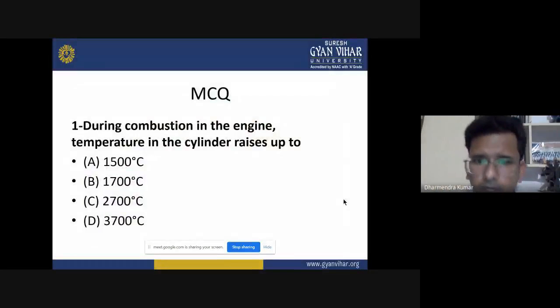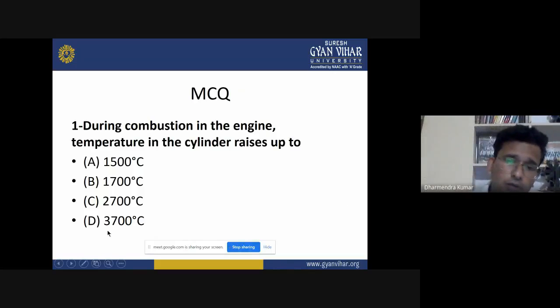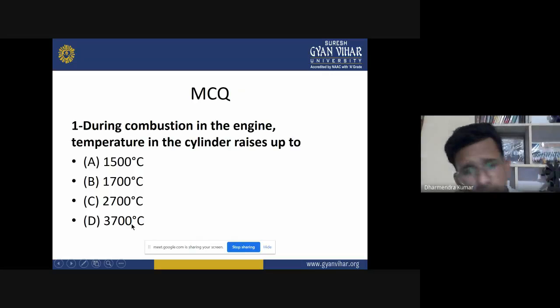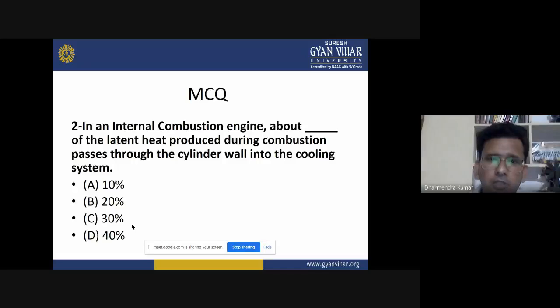First one is: during combustion in the engine, temperature in the cylinder rises up to... We have discussed in the second or third slide that the temperature rises to approximately 4,000 degrees Celsius. Then the answer is the fourth one, 30 approx. If 4,000 is not given in the option, then it may be considered up to 3,700 degrees Celsius.